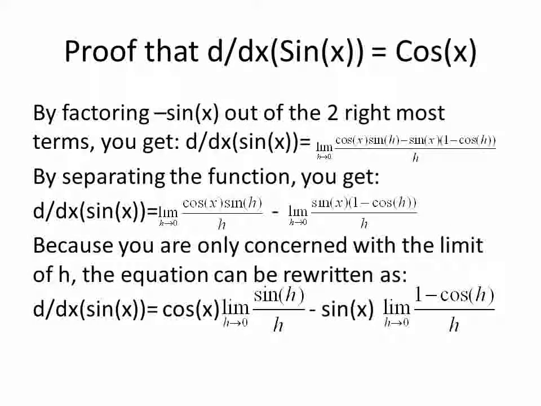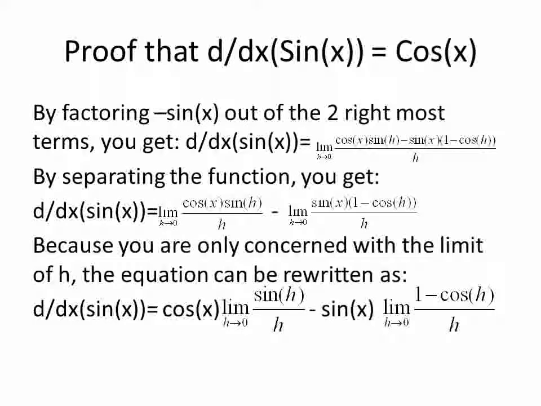By factoring negative sine x out of the two rightmost terms, you get that the derivative of sine of x equals the limit as h approaches 0 of cosine x times sine of h minus sine of x times, in parentheses, 1 minus cosine of h over h. By separating the function, you get that the derivative of sine of x equals the limit as h approaches 0 of cosine of x times sine of h over h minus the limit as h goes to 0 of sine of x times, in parentheses, 1 minus cosine of h over h.